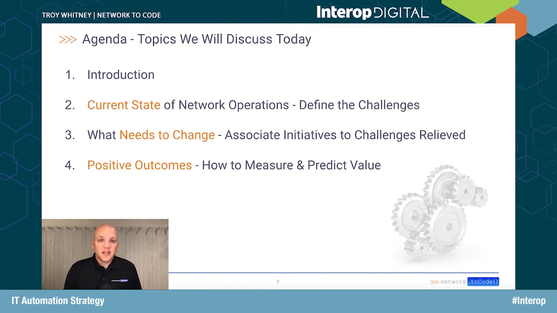Finally, in the last step, we will discuss over a dozen key performance indicators that you may consider to measure the progress of your network automation journey. Using these KPIs, you can accurately measure and predict the positive outcomes and value delivered back to the business by your network automation projects.